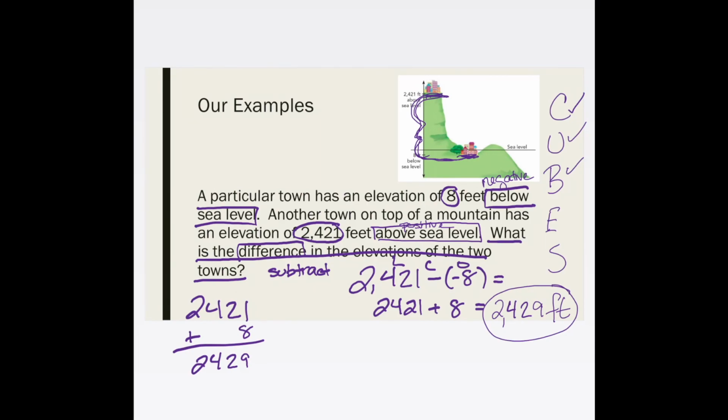I'm underlining my question, which here it does come at the end, right? What is the difference in the elevations of the two towns? I'm boxing my key words. Below sea level is negative. Above sea level is positive. Difference tells me to subtract. I evaluate, so that's where the LCO comes from and where I set up the subtraction problem. And I go ahead and solve it. And I check to make sure that my answer is reasonable. Does it make sense that the difference between these two places is larger than the actual elevation of either? And it does make sense because one of them is actually below sea level.